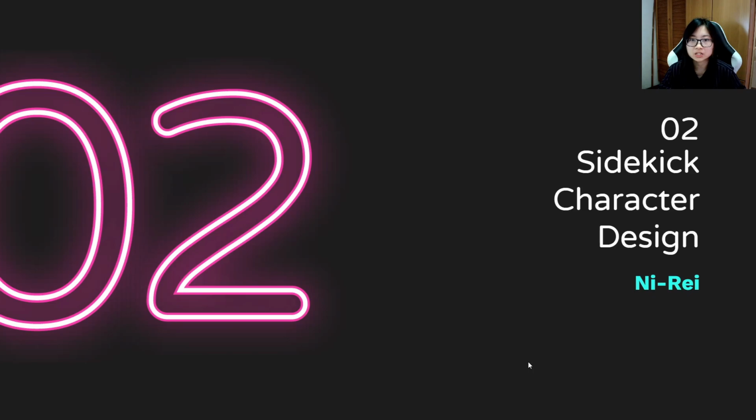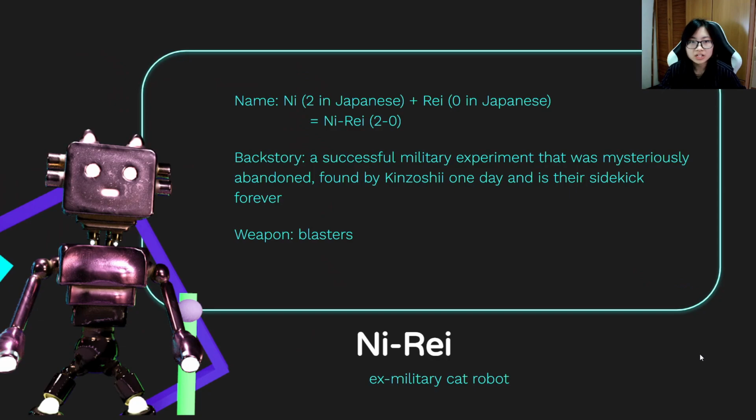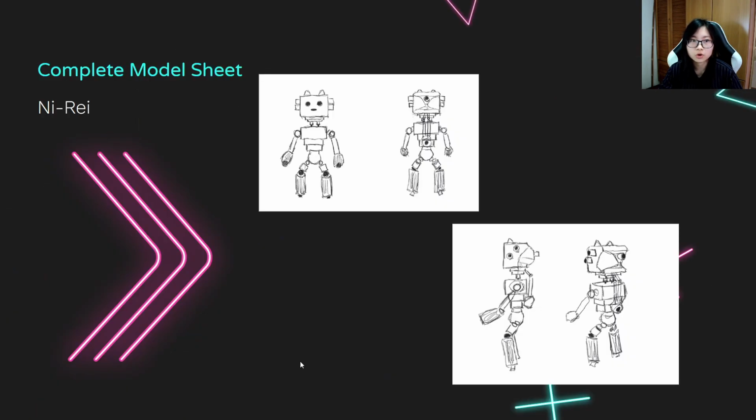So moving on would be the Sidekick character design, which is called Nirei. So Nirei is derived from Ni and Rei, which is 2 and 0 in Japanese. So the backstory behind Nirei, which is an ex-military cat robot, is that Nirei was a successful experiment that was mysteriously abandoned. And then one day Kinzoshi found Nirei and fixed Nirei up, and now remains as Kinzoshi's sidekick. So the weapons used by Nirei is also blasters, similar to Kinzoshi. So this is the complete model sheet for Nirei, which is also drawn in Procreate.